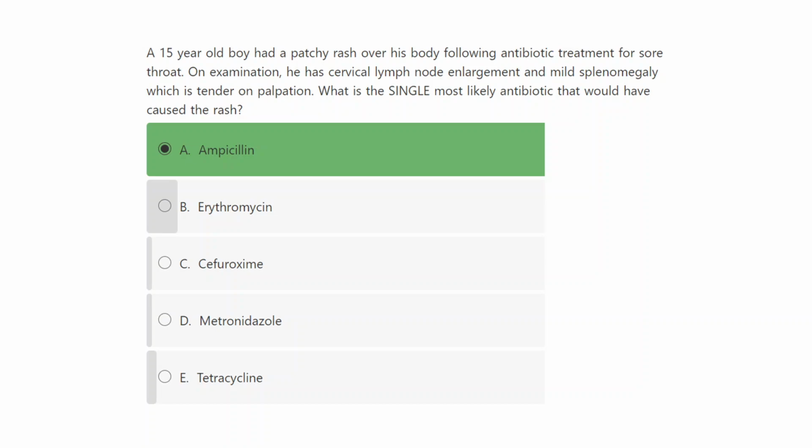A 15-year-old boy had patchy rash over the body following antibiotic treatment for sore throat. He had cervical lymph nodes enlargement, mild splenomegaly, which is tender on palpation. What is the antibiotic? Ampicillin. And the disease is what? Infectious mononucleosis, and it developed a pruritic rash.